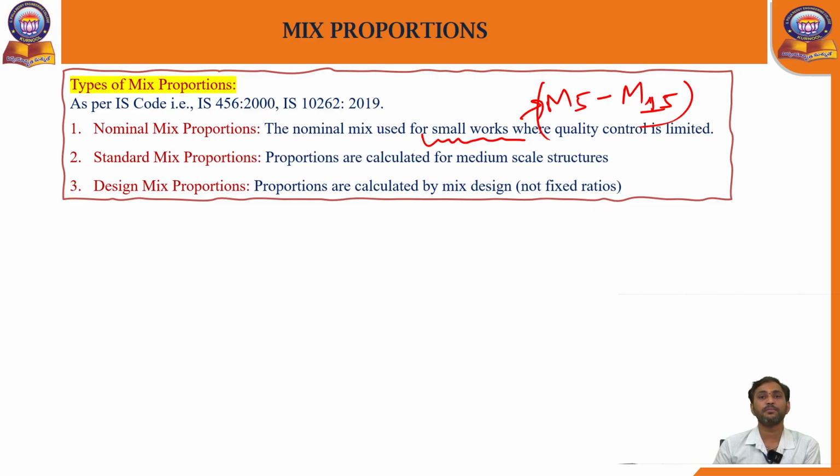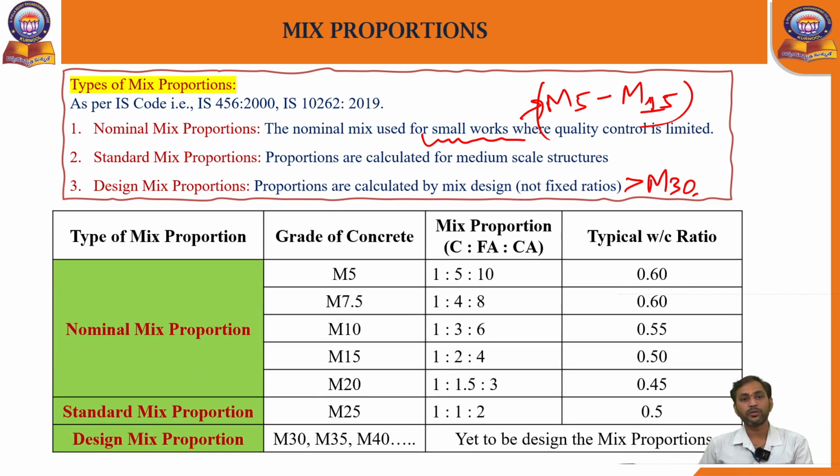Coming to the design mix proportions, the proportions are calculated by mix design, not from fixed ratios. Depending on the type of structure and on the admixtures taken, the mix proportions vary. For large structures and high standard structures, we have to take more than M30 mix grade. Okay, done.